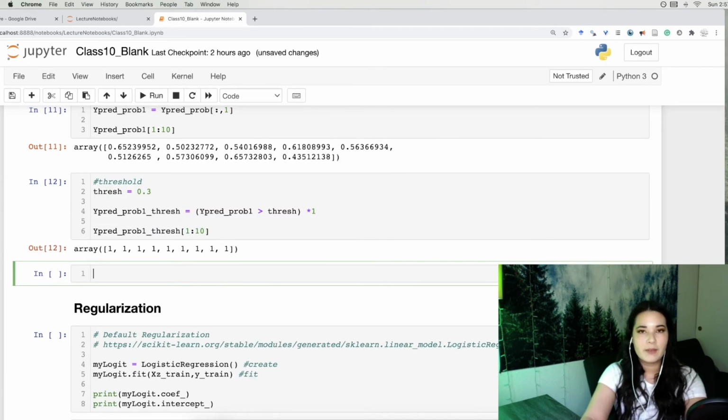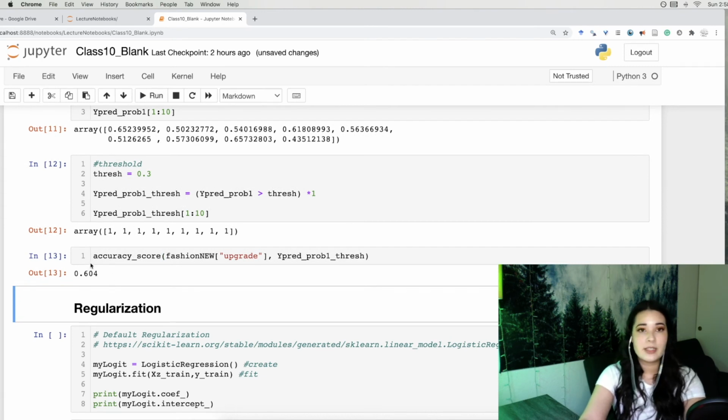So once we have those predicted probabilities, we could calculate, for instance, an accuracy score, seeing how our predicted values did now that we're using a threshold of 0.3 instead of 0.5. So for example, I could say accuracy_score, and then I have to give it the real values, which are stored in fashion_new upgrade, and then give it our predicted values, which we've stored in y_pred_prob_1_thresh. So when you run this, we can see that we actually get about a 60.4% accuracy, which is not bad.